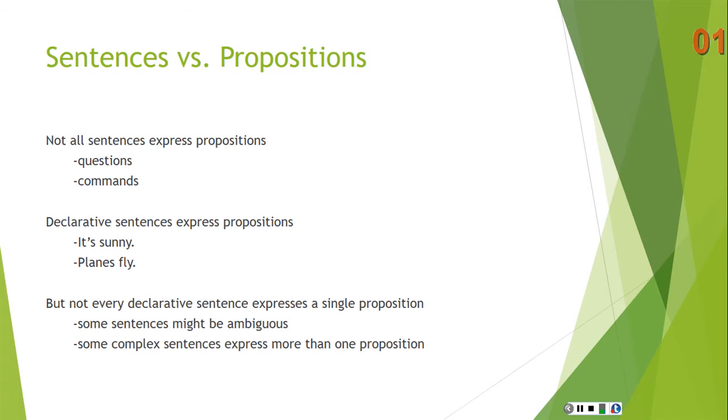Planes fly. Well, it's sunny might be ambiguous, like whether it's sunny or not, but that's neither here nor there. Planes fly. That's either true or it's false, and obviously it's true. But not every declarative sentence expresses a single proposition. Why? Well, Adler gives two explanations. Some sentences might be ambiguous, and this might be intentional or not. If a sentence is ambiguous, it's unclear whether it expresses proposition A or proposition B.